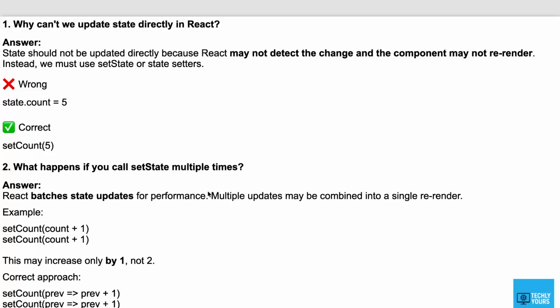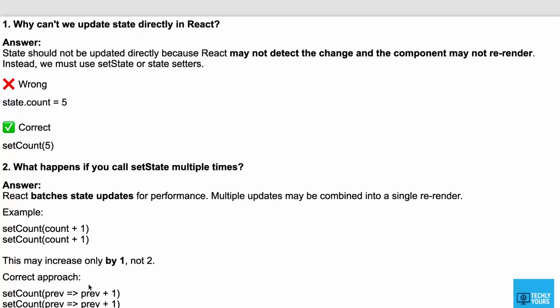That means you are calling the same function again and again. React batches state updates for performance. This is the functionality of React, and multiple updates may be combined into a single re-render. For example, we have taken setCount, then written count + 1, and then again the same. What will happen if the same function is called multiple times? This may increase the count only by 1, not 2.